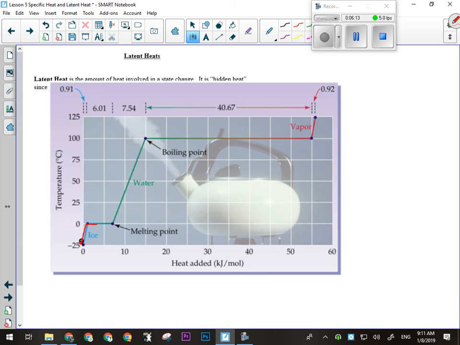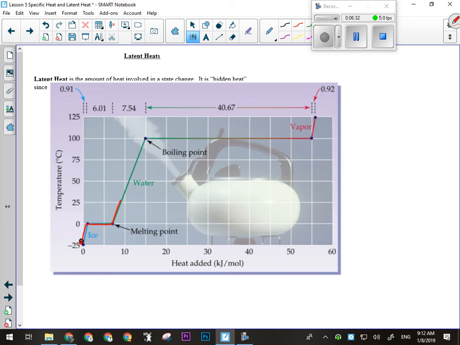This graph is showing us heat on the x-axis and temperature on the y-axis. So we're talking about how much energy I'm adding and how much the temperature is changing. For this part here, I add heat, and eventually all of the ice will be melted. If I continue to add heat at that constant rate, the water will begin to warm up.